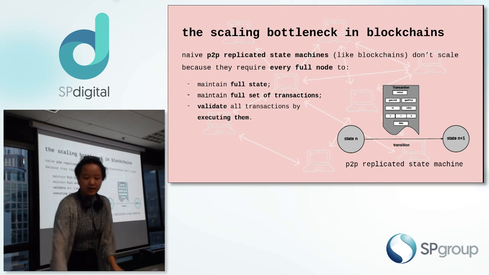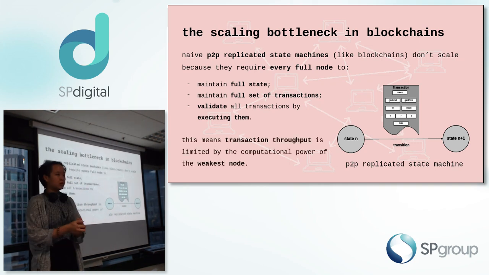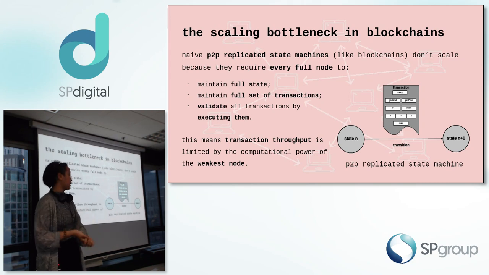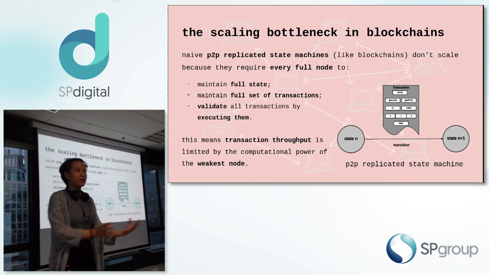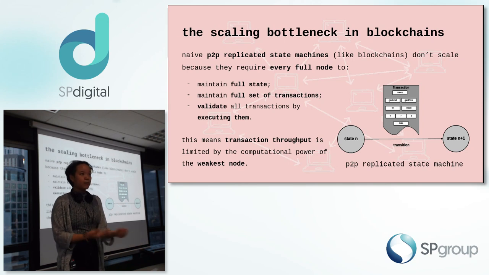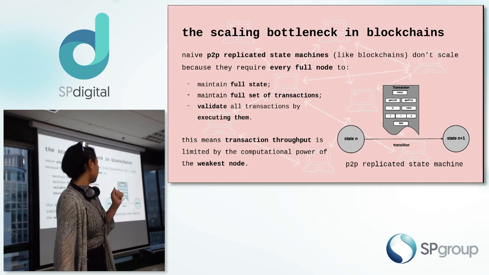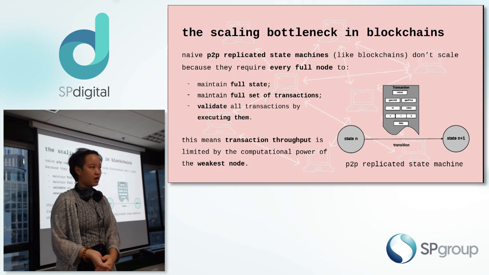So this is a lot of work, and this puts a limit on the transaction throughput. Basically, it's limited by the computational power of the weakest node. So if we make the block sizes too big, and we try to process too many transactions per block, we're going to get a lot of weaker machines just dropping out of the network because they're unable to handle that kind of throughput. So this is the scaling bottleneck, and this is the problem we're going to try to solve today.